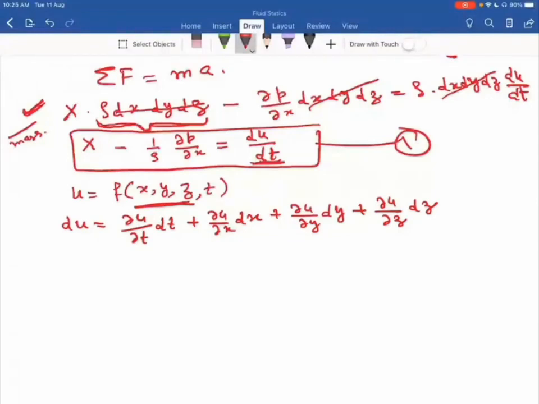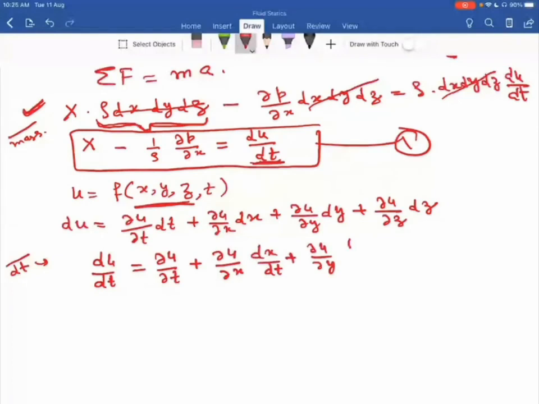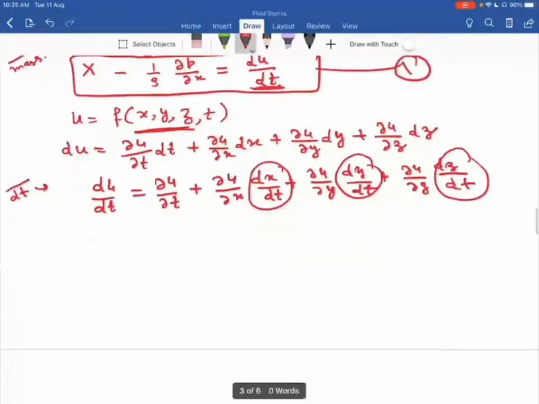Then I divide all these terms by dt. Then we can write it as du by dt equal to curly u by curly t plus curly u by curly x dx by dt, curly u by curly y dy by dt, curly u by curly z dz by dt. Now these terms dx by dt, dy by dt, dz by dt, we can write it as velocities u, v and w.